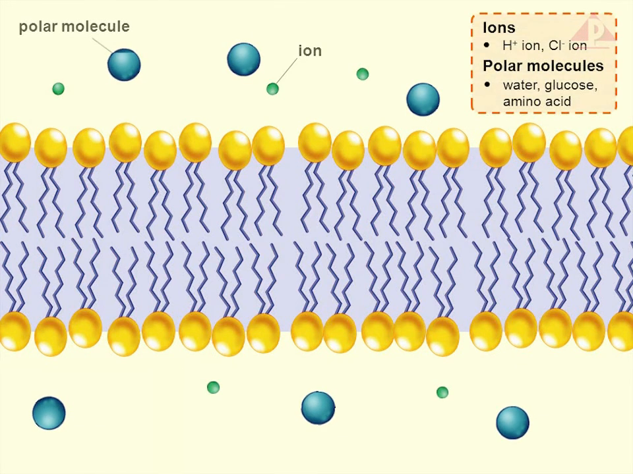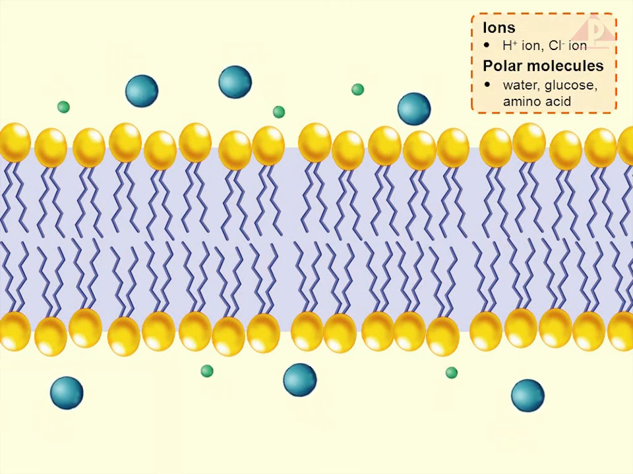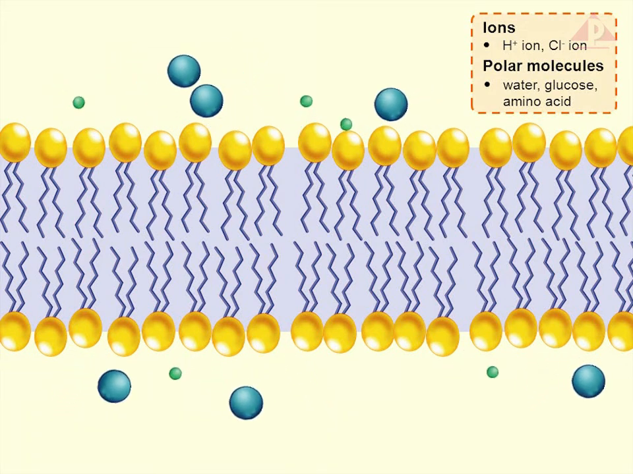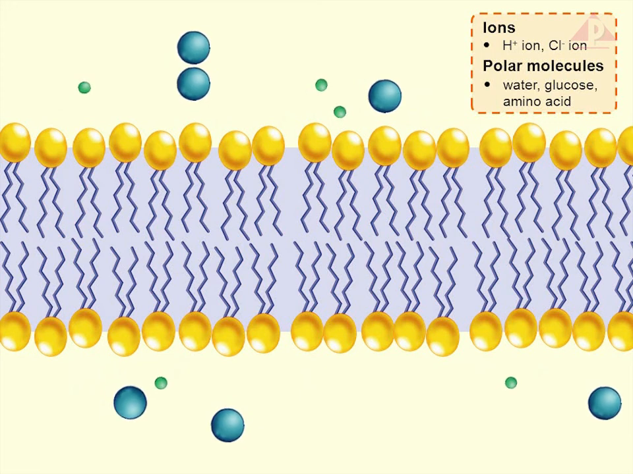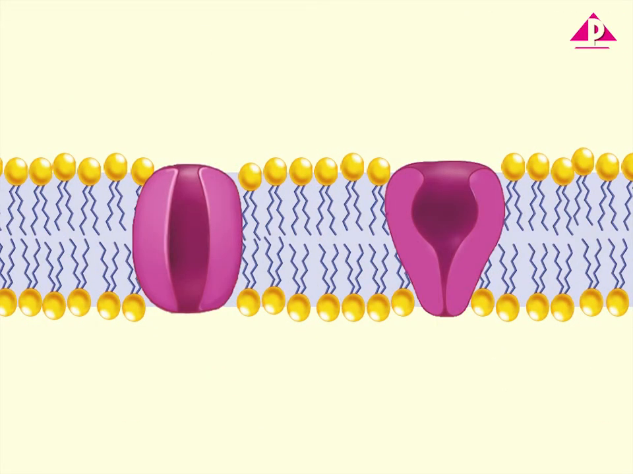How about polar molecules? The phospholipid bilayer is impermeable to ions and polar molecules such as water, glucose and amino acids. Ions, even though small in size, cannot move through the phospholipid bilayer, as they are repelled by the non-polar interior. Polar molecules and ions can only cross the cell membrane through the channel proteins or carrier proteins.